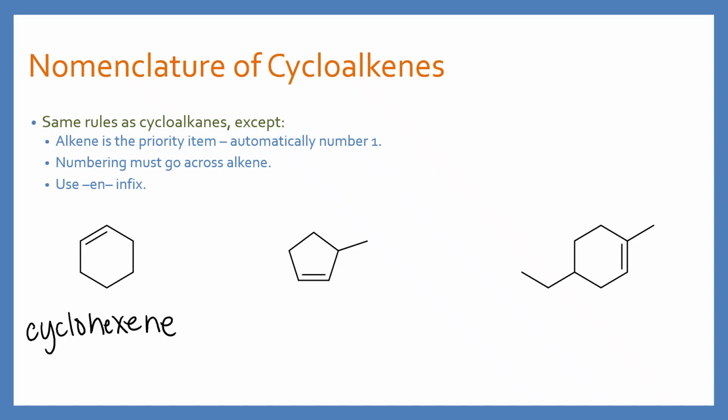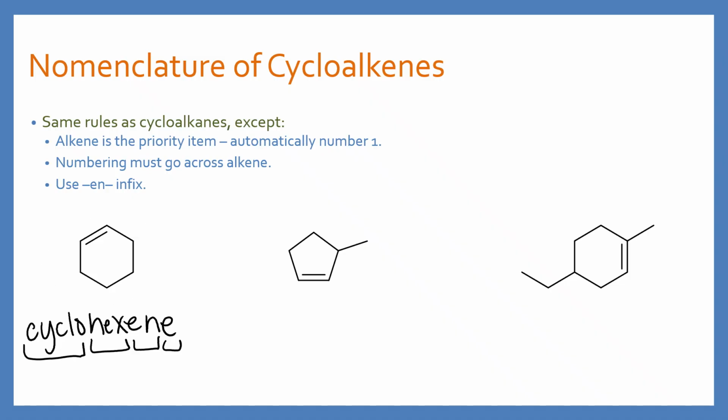cyclohexene. So let's break that down again in case you've kind of forgotten. We use hex because that prefix means 6 carbons, and there are 6 carbons in this ring. We're using the EN infix to show us that there is a carbon-carbon double bond. We're using the E suffix because this is just a hydrocarbon. And then cyclo tells us that this is a ring.